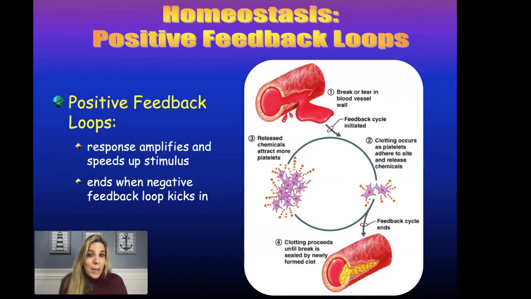Now, most things in our body follow negative feedback loops, but there are a few examples of positive feedback loops. And what's interesting is ultimately it still goes back to negative feedback loops, because once a positive feedback loop has done what it needs to do, a negative feedback loop will kick in to stop the positive feedback loop. But basically, whereas the purpose of the negative feedback loop was to reduce or stop a stimulus, it's the opposite in a positive feedback loop. In a positive feedback loop, it amplifies a stimulus. So it makes it more intense, and oftentimes it speeds it up. And so that'll keep happening until the negative feedback loop kicks in.